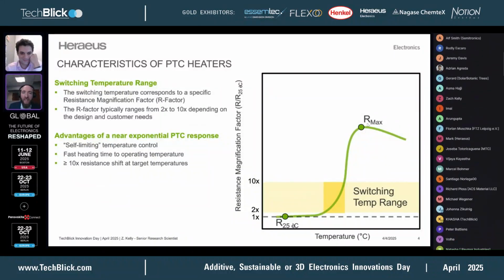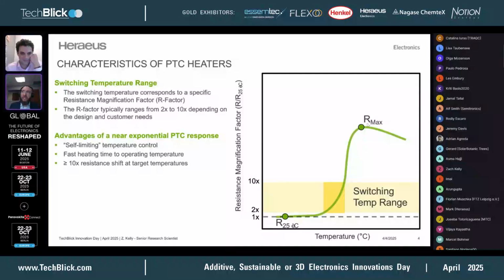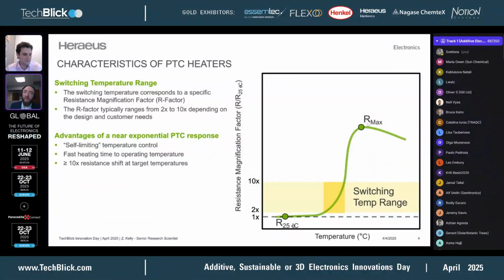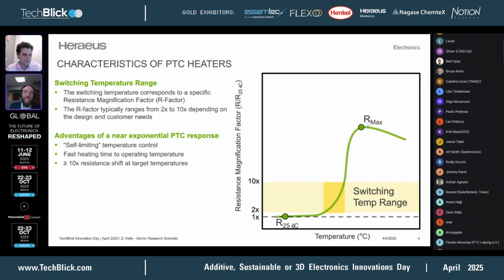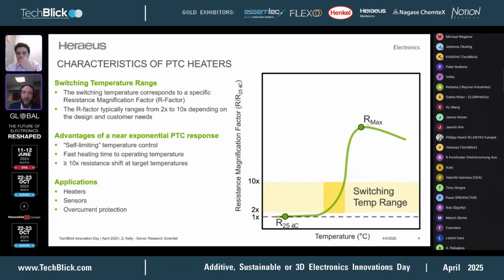The advantages of having this near exponential response is, again, we get that self-limiting temperature control. So we're able to dial in the temperature without the need for external sensors or controllers. We have fast heating time to operating temperature because we're not worried about temperature overshoot. And then also we have 10x or greater resistance shift at the target temperatures. Please go ahead one more. The applications involve heaters, sensors, as well as overcurrent protection.